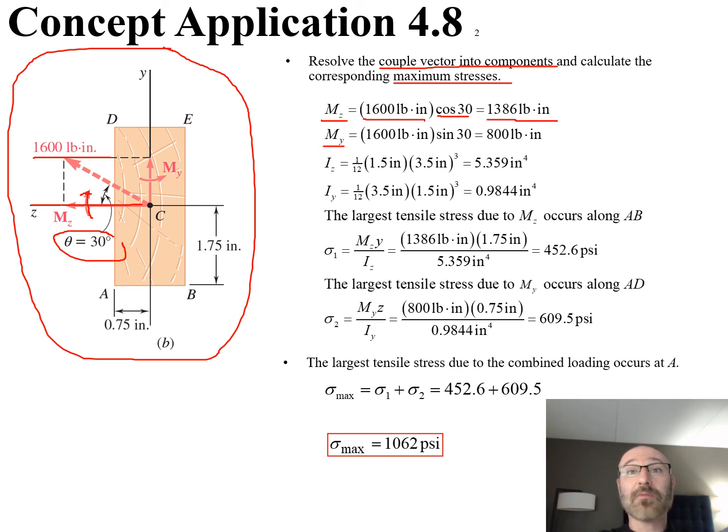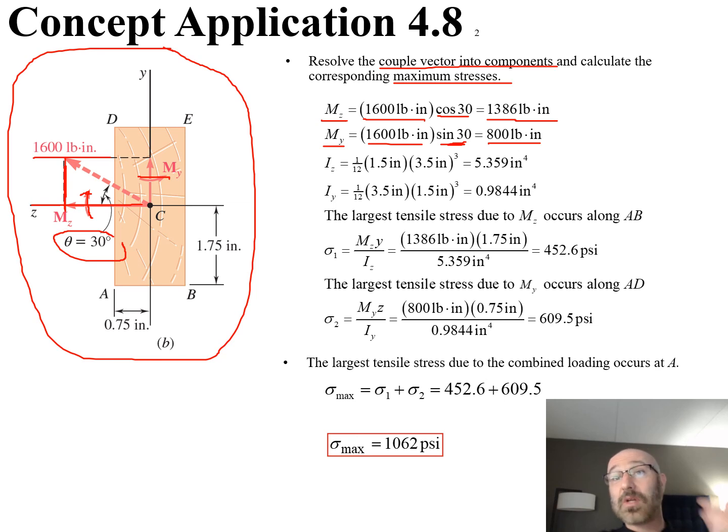Now we can do the same thing for our m sub y. There's our m sub y. If we want that component going along our y-axis, now we're going to say it's the sine of 30 rather than the cosine of 30. So we say 1,600 pound-inches times the sine of 30. We do out our math and we get our m sub y is equal to 800 pound-inches that we can plug in.